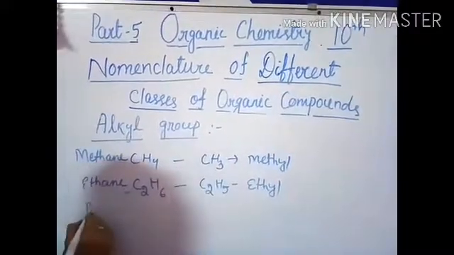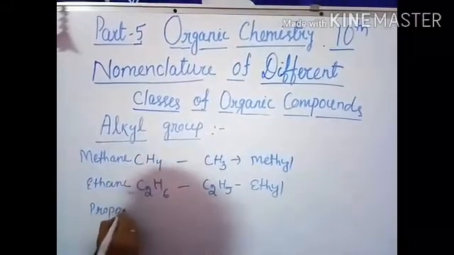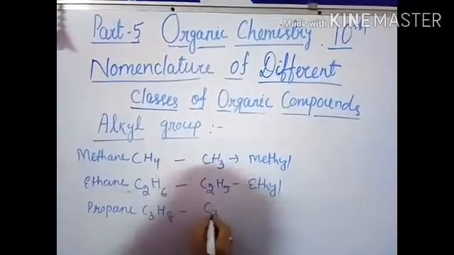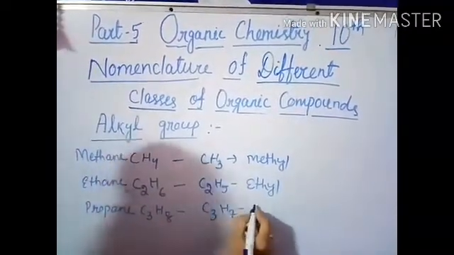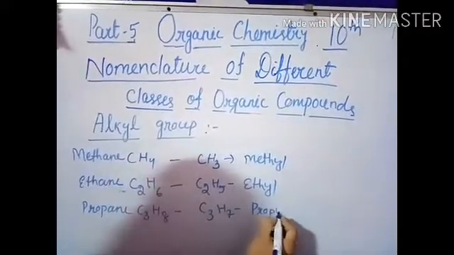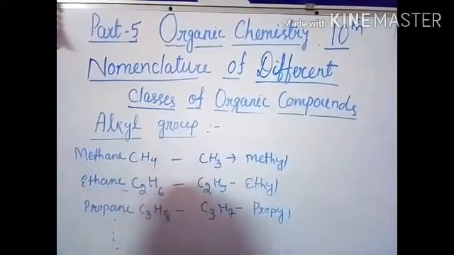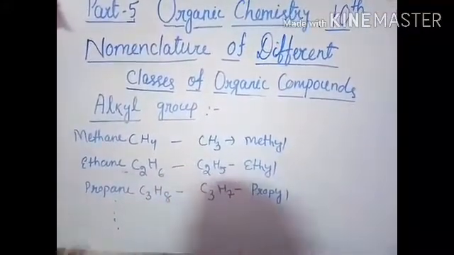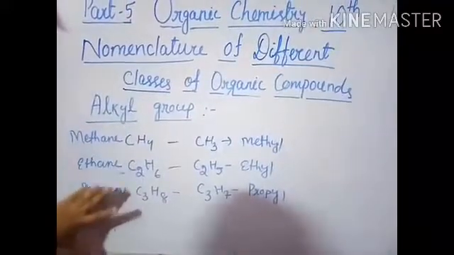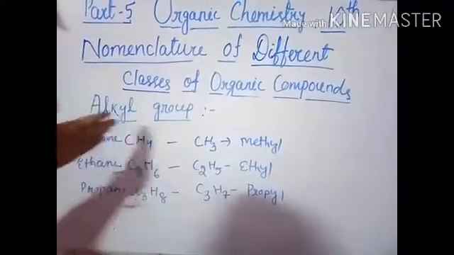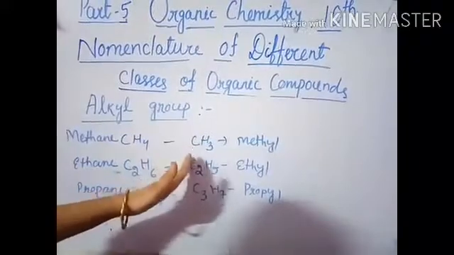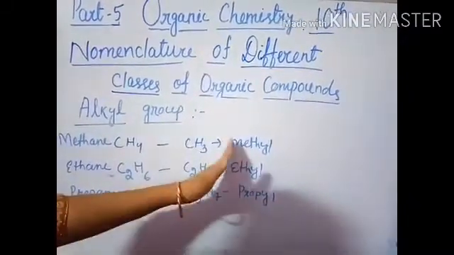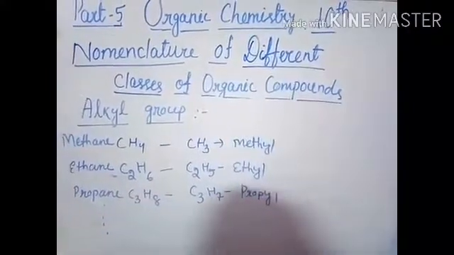Like this, your propane formula is C3H8. Whenever it is replaced, it will become C3H7. It is known as the propyl. So it will continue like this, and here also you can see the difference is the CH2, and it is known as the alkyl group, like your alkane, alkene, alkyne. This is also a homologous series. It differs by CH2, and the formulas are CH3, C2H5, C3H7, and methyl, ethyl, propyl, like this.